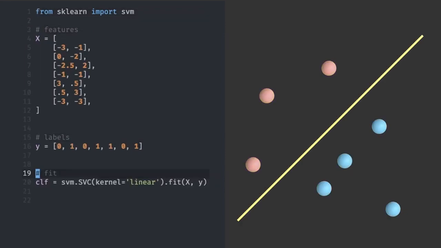Using SVM can be as simple as loading a Python library, preparing your training data, feeding it to the fit function, and calling predict to assign the correct category to a new object.